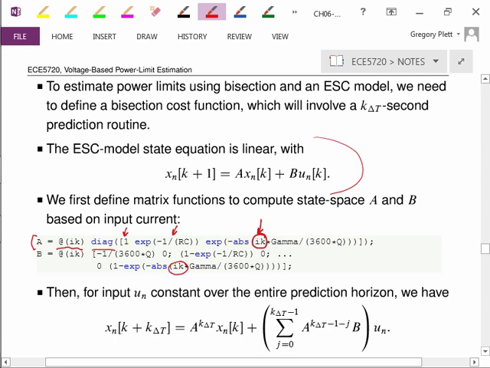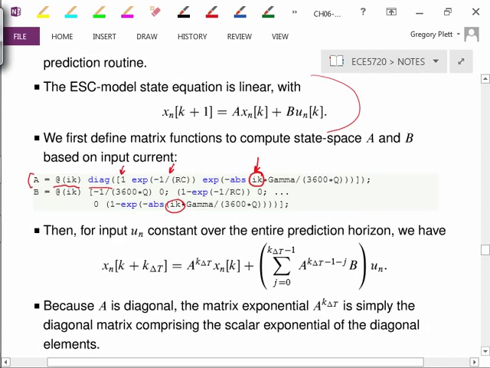So I have A matrices and B matrices now for a specific value of current. And for that current constant over the prediction horizon, remember we said this, that the future state is equal to the present state pre-multiplied by the A matrix to the k delta t power plus this term times the input un.